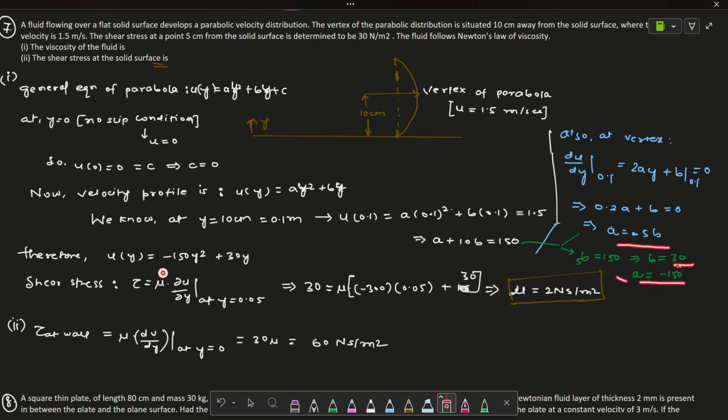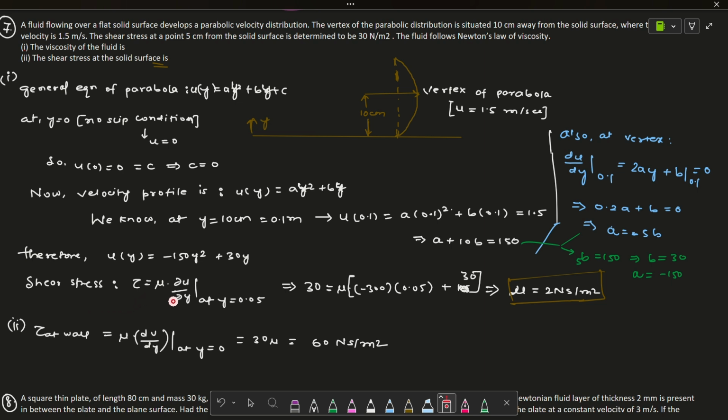That is 1 minus 150. Now we got the velocity profile, right? The values of a and b we got here. So we can now write u equal to minus 150 y squared plus 30 y. So the shear stress, as we know that the fluid follows Newton's law of viscosity, right? It was mentioned in the question.